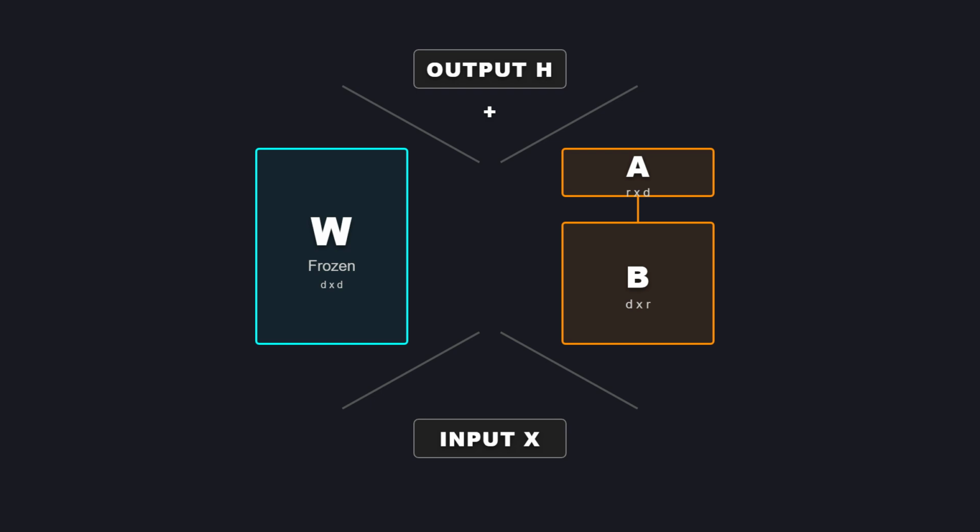This structure forces the update to be low rank. The rank r determines the size of the bottleneck layer. We only train A and B, not the massive W matrix itself. This is the fundamental efficiency gain of LoRA adaptation.